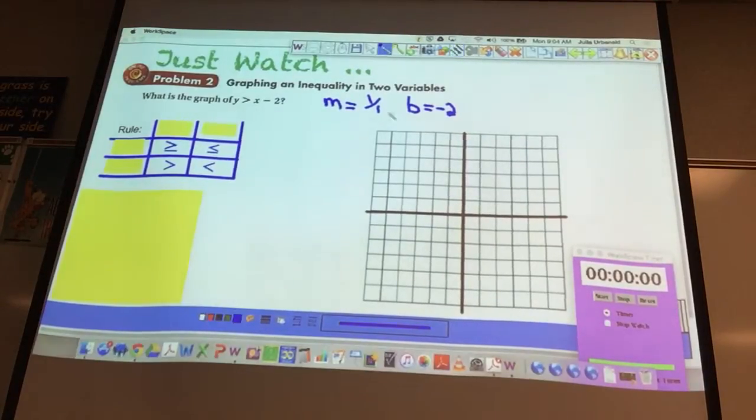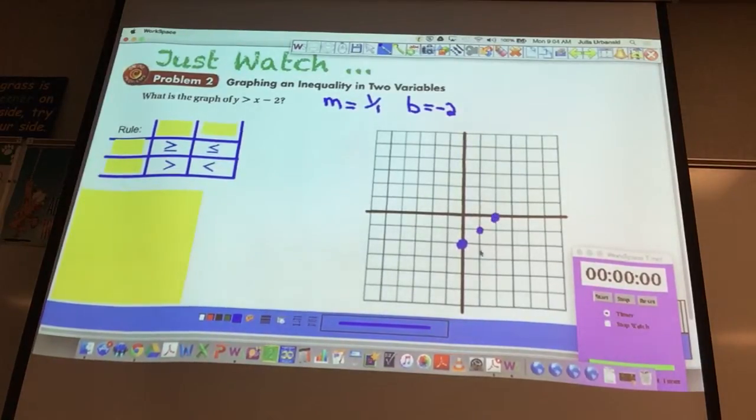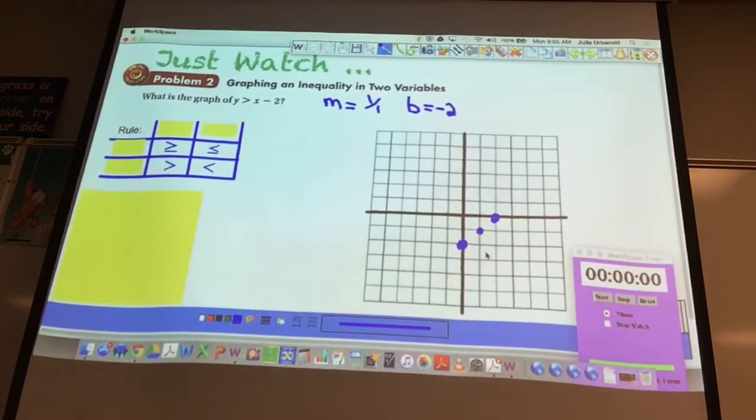So we have negative 2 right here. And from there, I'm supposed to go up 1, right 1, up 1, right 1. All right, next thing though. It's an inequality. It's not an equal sign. So I have to look at it now and try to figure out what kind of lines to make.